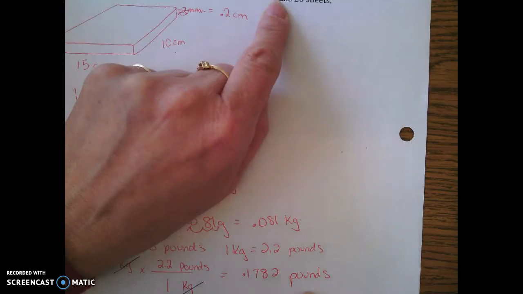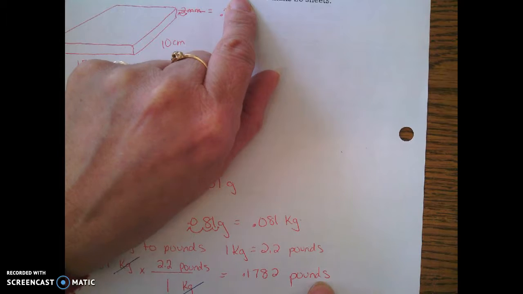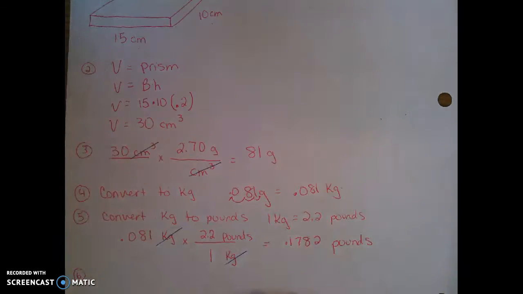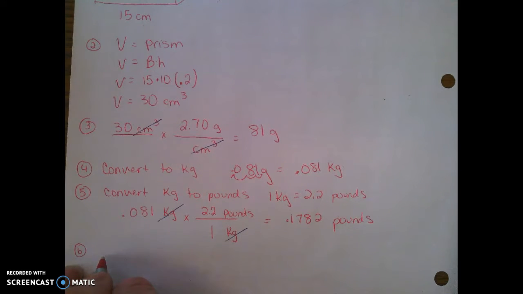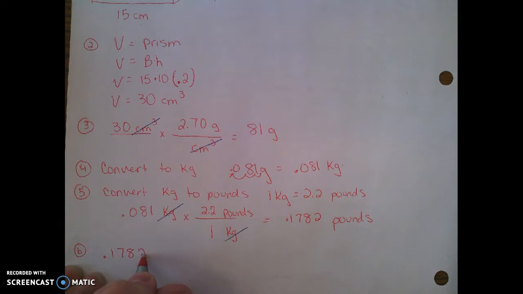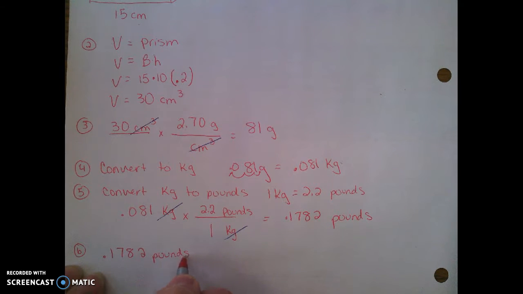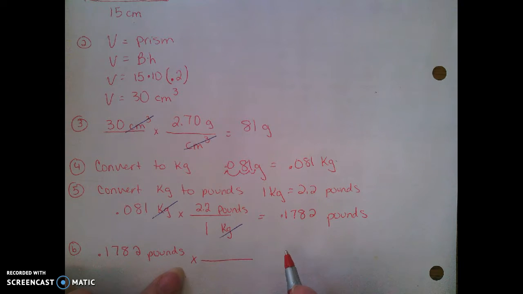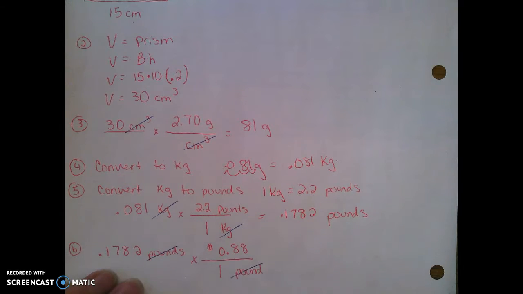Now, aluminum, the cost per pound is 88 cents. All right, so now I'm going to figure out the cost. So this is our step 6. I am taking my last measurement. All right, I'm in pounds. I'm going to multiply this by 88 cents per pound. Per pound. Pound has to go down here. And now my 88 cents is going in the top, per 1 pound. All right, so again, pound cancels with pound.